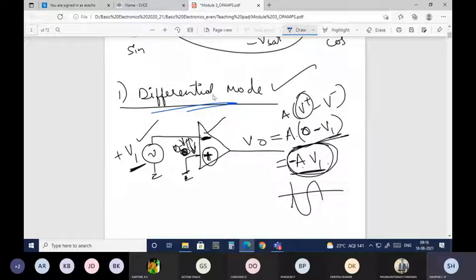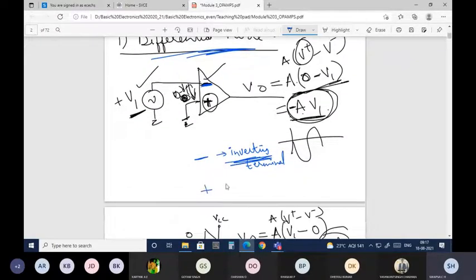Common mode connection. Differential mode in the sense we will give input to the inverting terminal. Negative is the inverting terminal. The meaning of inverting I've already explained to you. Plus is the non-inverting terminal.